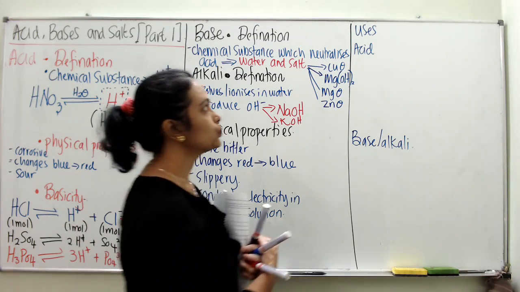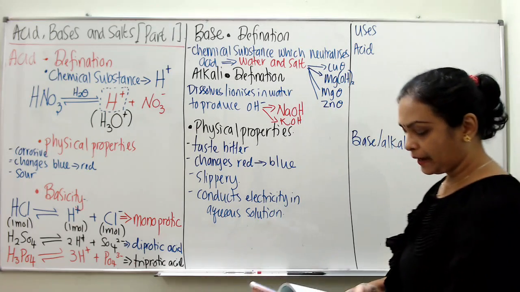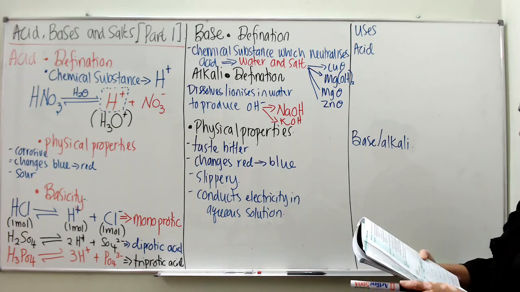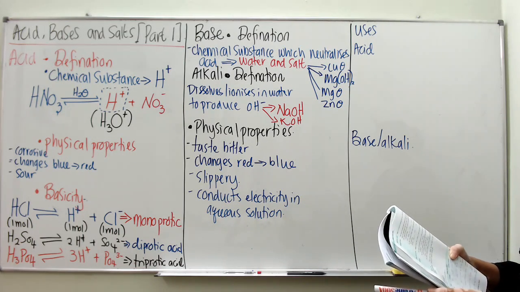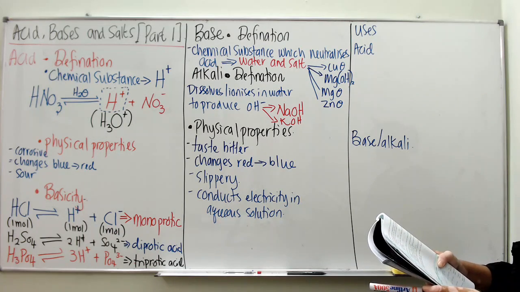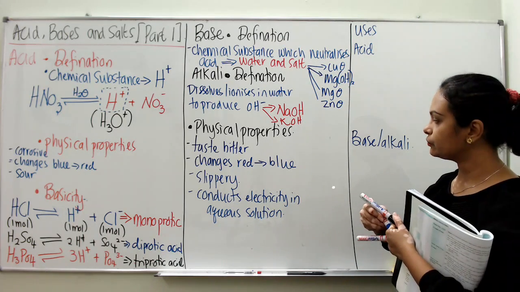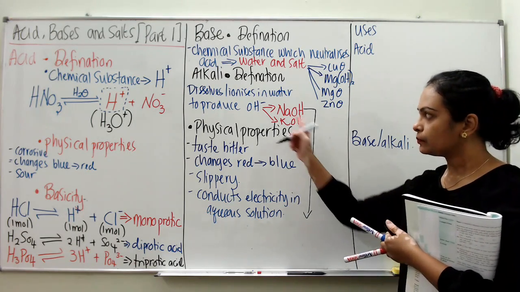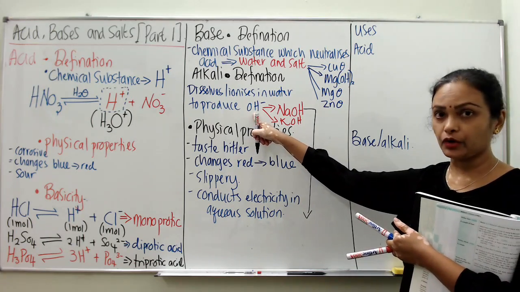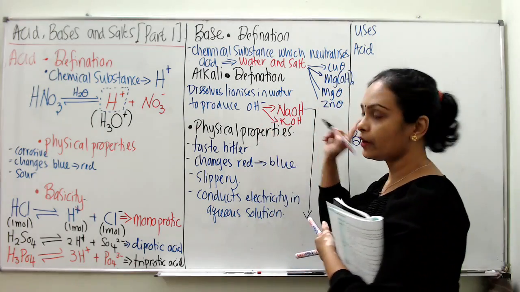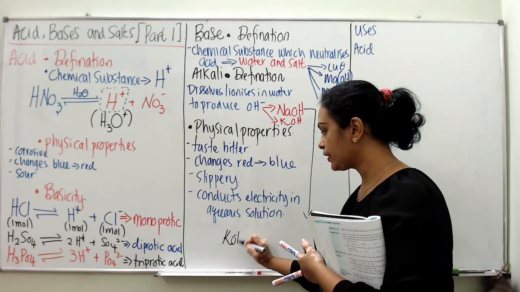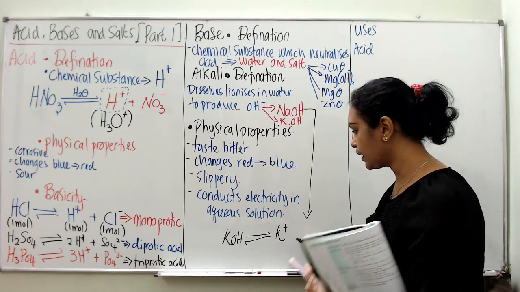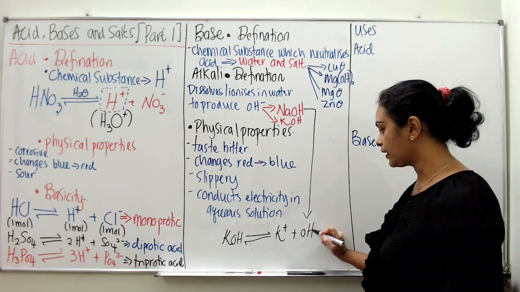Now let's go to the uses of acid and base and also alkali. But before that, allow me to give you examples. When sodium hydroxide is dissolved in water, it produces hydroxide ion. For instance, let me use potassium hydroxide. When dissolved in water, it ionizes to produce potassium ion and hydroxide ion.